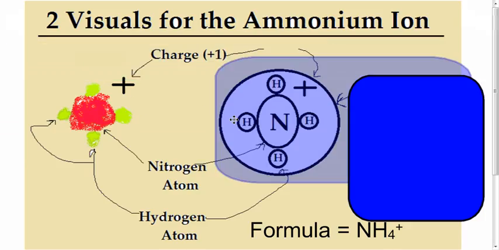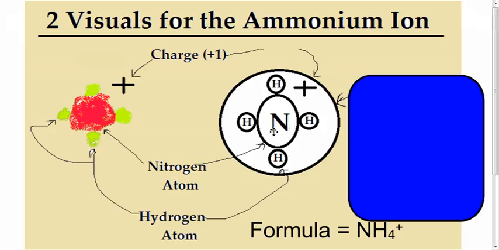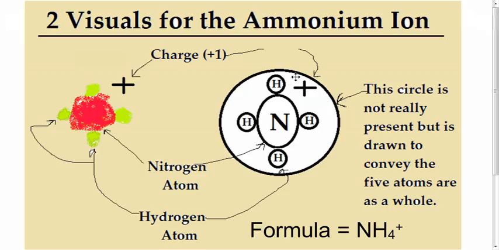Here's another visual where I've just labeled them. Now, one thing, this outer circle doesn't really exist, but I'm going to draw them like that to symbolize how they act like a whole.